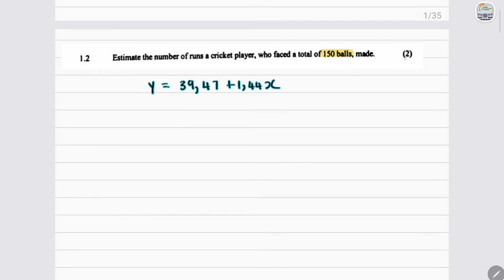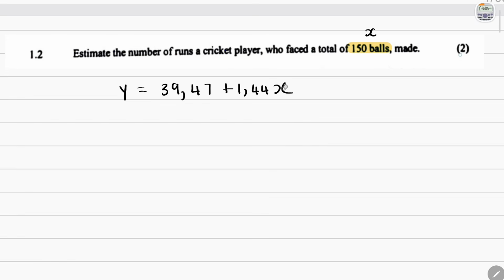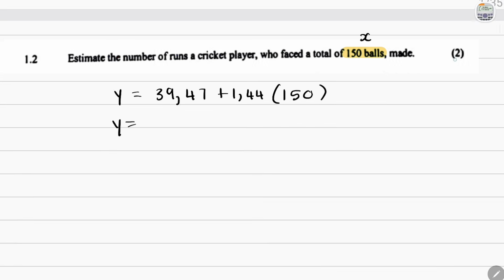So we're going to take this equation and we can see that what they've given us is an X value. So just substitute it in place of X. So in place of X, 150. And then you get your answer.